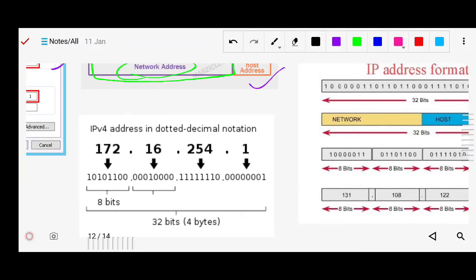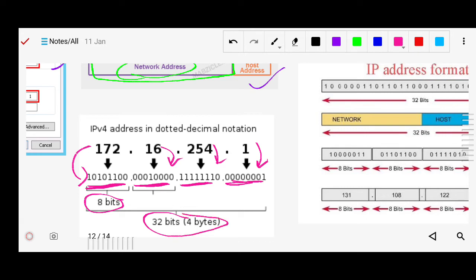Like this 172 is converted to its binary equivalent, and you count how many digits there are. This is 8 bits, this is also 8 bits, this is also 8 bits, and this is also 8 bits. So how many 8 bits? 4 times. Altogether it is 32 bits, which becomes 4 bytes. Count 1 2 3 4 5 6 7 8 bits. 8 bits, 8 bits, 8 bits and 8 bits. So 32 bits, which is 4 bytes.